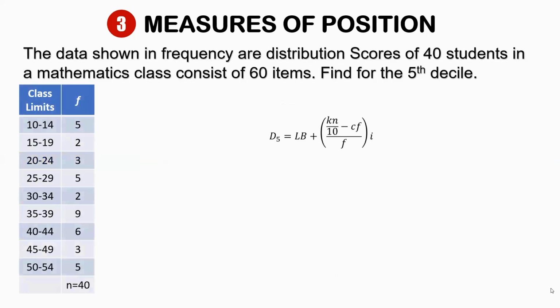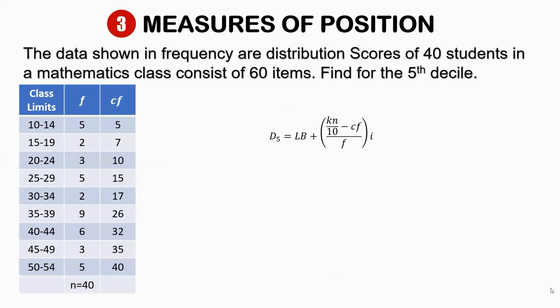In this table, this is the same thing that we used earlier, and now we are going to find the fifth decile. As you can see, we evaluate the cumulative frequency, which is denoted as 5, 7, 10, 15, 17, 26, 32, 35, and then 40.